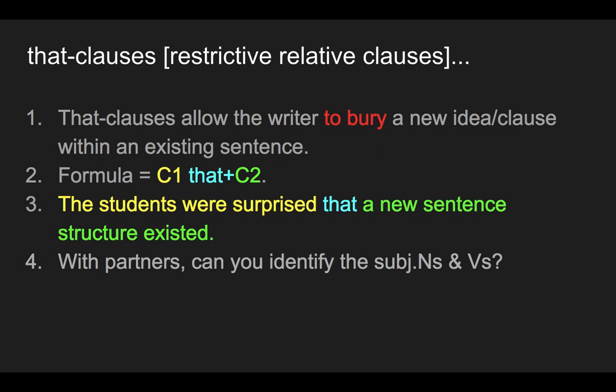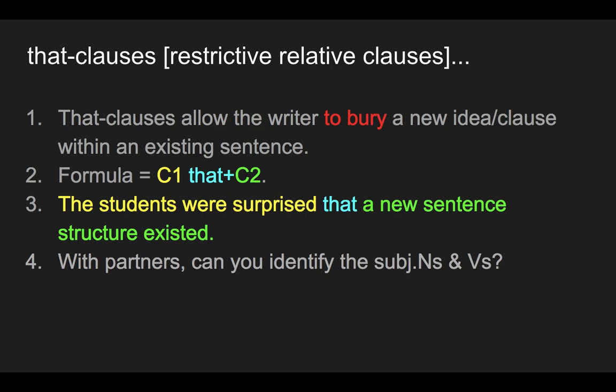Okay, so I've basically done this job for you. What are the nouns or subject nouns and verbs within this sentence? So the first subject noun would be, correct, students. And the first main verb would be, were surprised. Good. The second subject noun would be, a new sentence structure. The whole thing together is the noun phrase. The actual noun itself would be structure. And then is an article, new and sentence are adjectives describing what kind of structure we're talking about. And then the verb in that clause, in the that clause, would be existed. And both of these verbs are in what tense? Good, they're in the past tense.